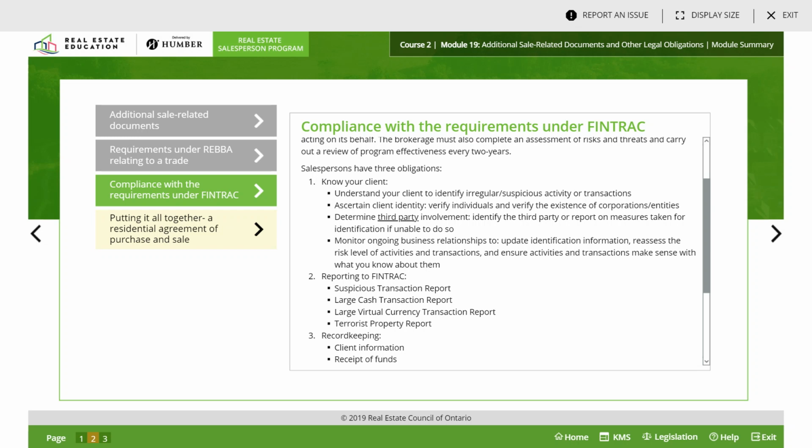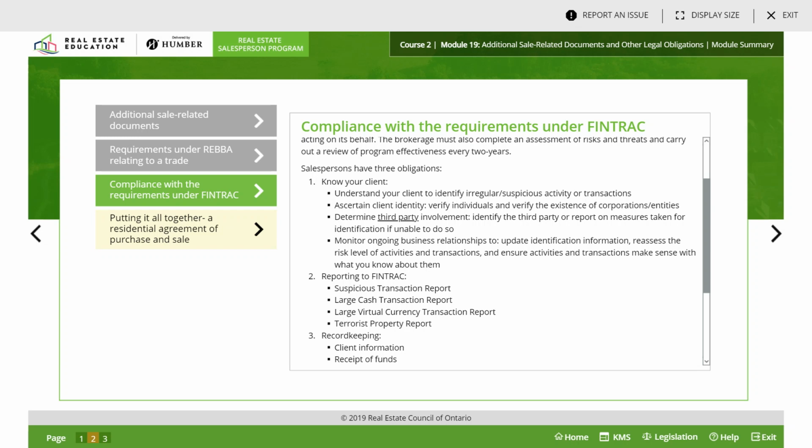So in knowing your clients, understand your client identity, and irregular or suspicious activity or transactions, assert client identity, verify the existence of their identity, determine a third-party involvement if the third party, or a report on measures taken for identification if unable to do so. Monitor ongoing business relationships and reporting to FINTRAC.